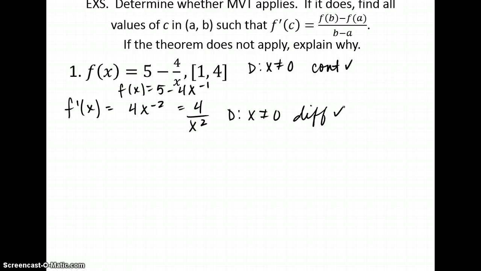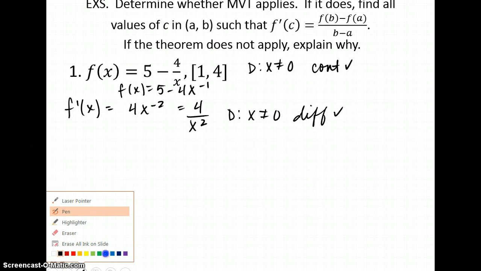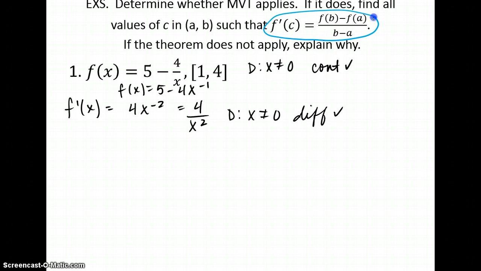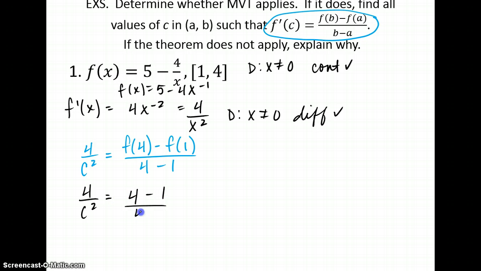Alright, so for the mean value theorem, you do not have to check that the y values of the endpoints are the same. That's not a requirement. So this is the conclusion of the mean value theorem. Now we set the derivative equal to the slope of the line connecting the endpoints. My endpoints are 1 and 4. So the slope of the line would be f of 4 minus f of 1 all over 4 minus 1. The derivative is 4 over c squared. f of 4 is 4. f of 1 is 1, all over 4 minus 1.